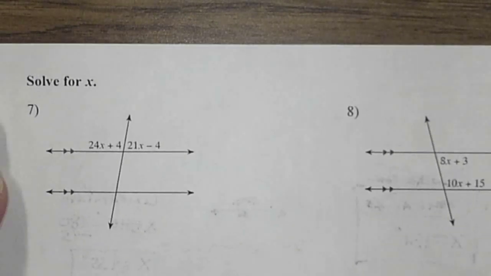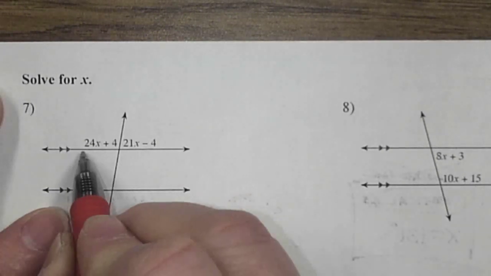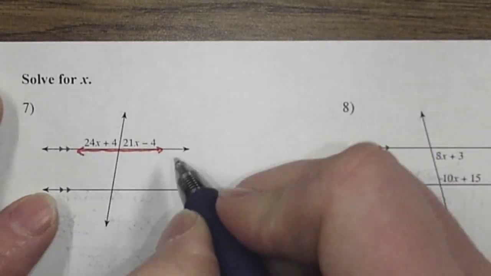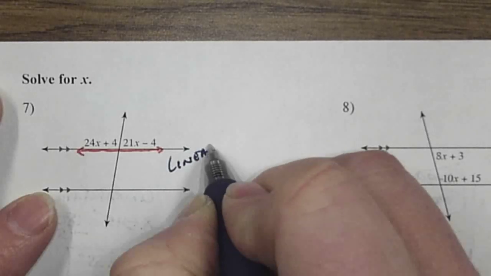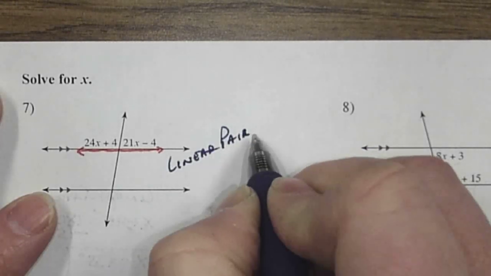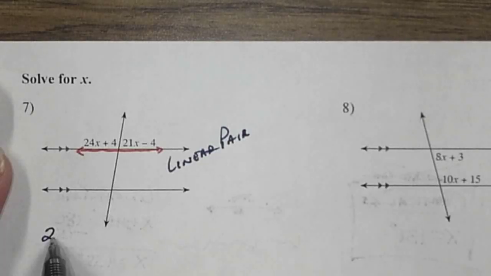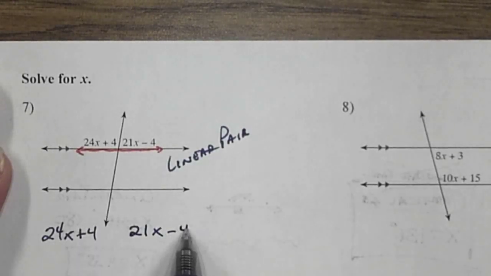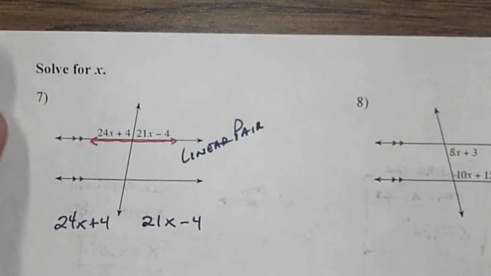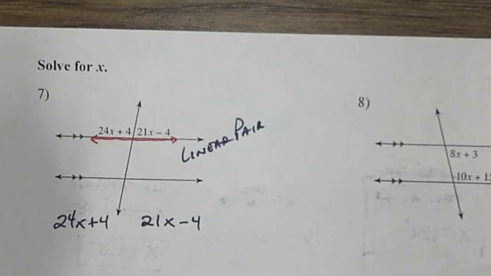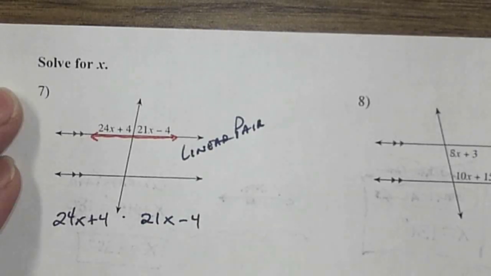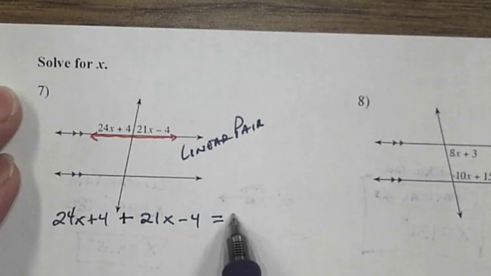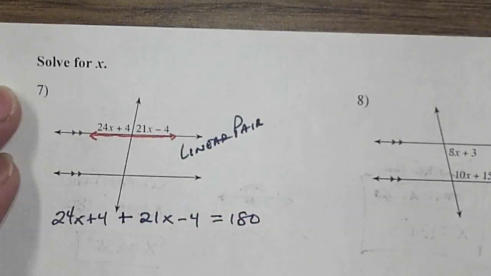Whenever you see two angles right next to each other, like these two, that form a straight angle, that's automatically a linear pair. And we need to know that linear pairs add up to 180. So we take 24x plus 4 and 21x minus 4. In every single problem, we're either going to say the two angles are equal to each other, or, as in this case, they add together and equal 180 because they're linear.